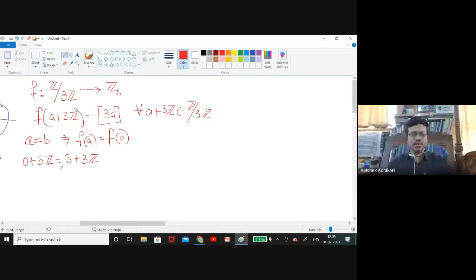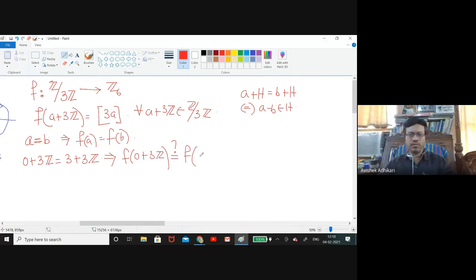Is it clear to all of you? Because we know that a plus H equals b plus H if and only if, as I mentioned in my last class, a minus b belongs to H. So see that a minus b means 0 minus 3, that is minus 3, belongs to 3Z, because minus 3 is a multiple of 3, so they are equal. But does it imply that f of 0 plus 3Z equals f of 3 plus 3Z?